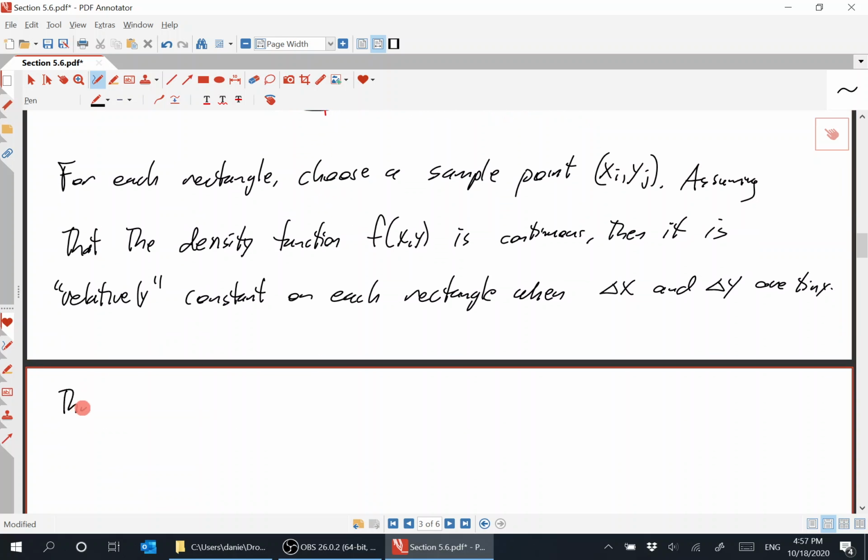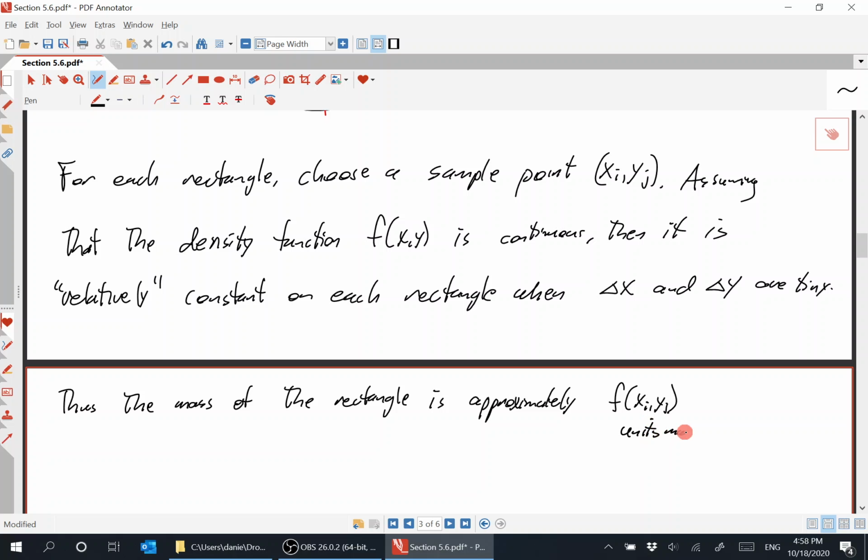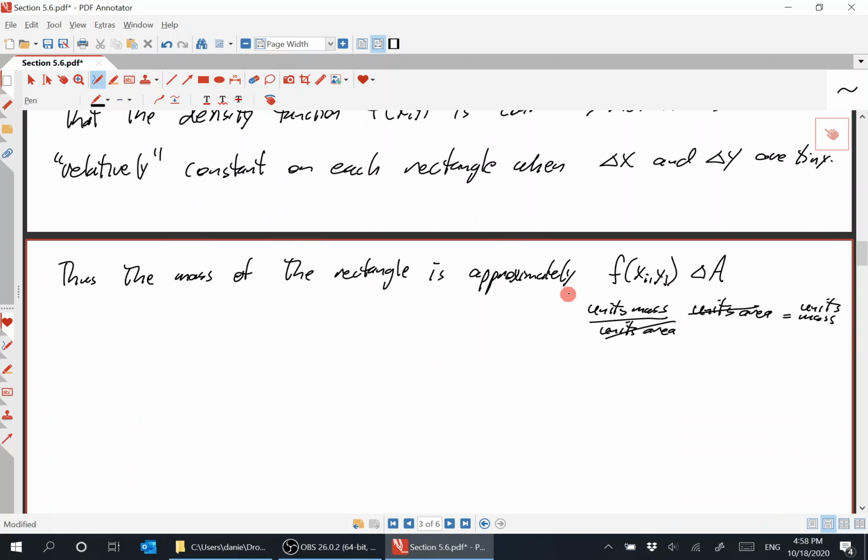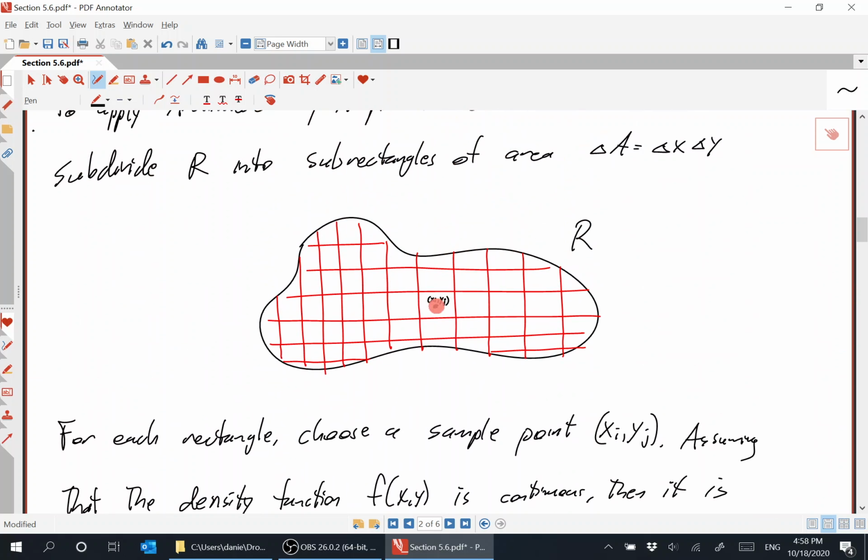Okay? Thus, the mass of the rectangle is approximately f(x_i, y_j), the density at the sample point, units mass over units area. So f(x,y) is in unit mass over unit area, times delta A, which is units area. Right? You cross those out and you get units of mass. So the mass of the tiny rectangle is approximately the density at that point.